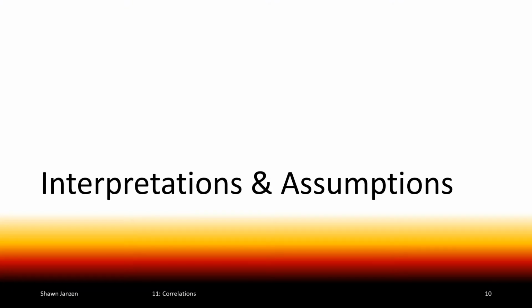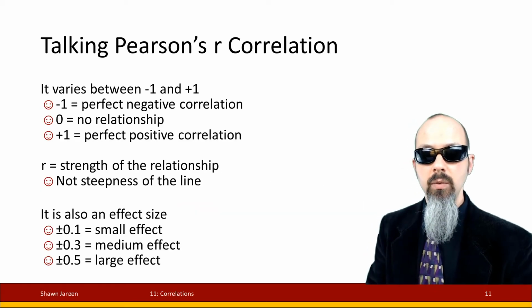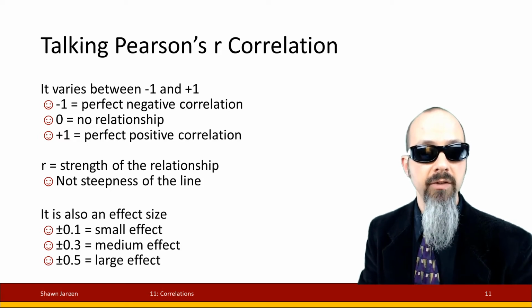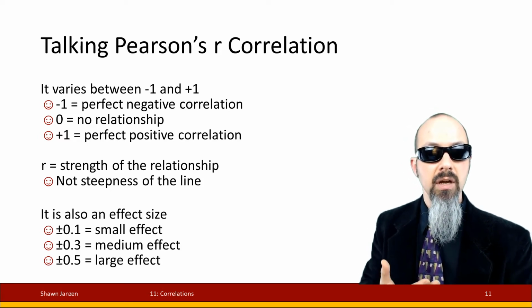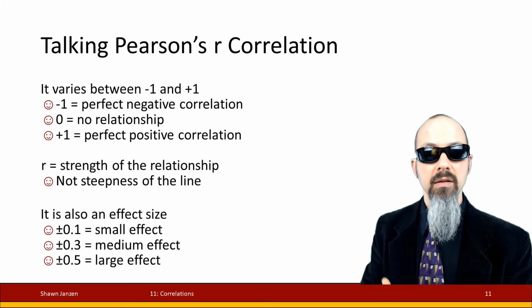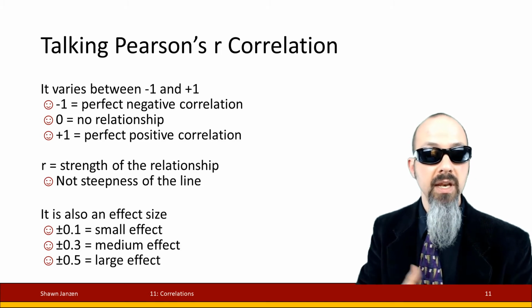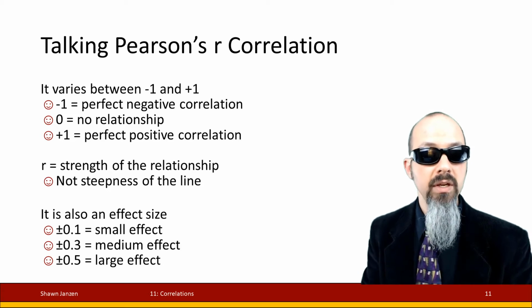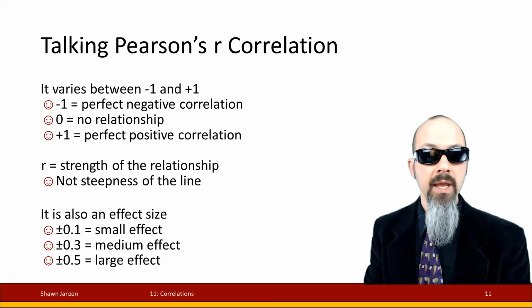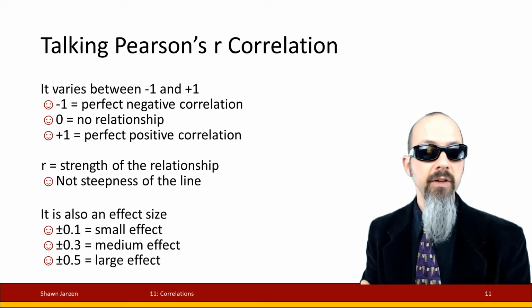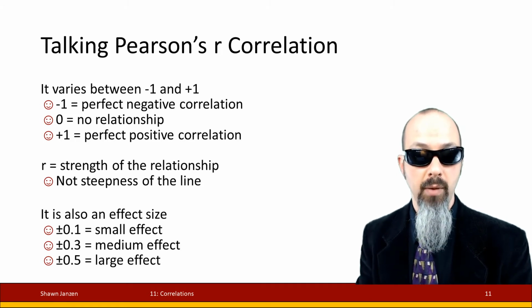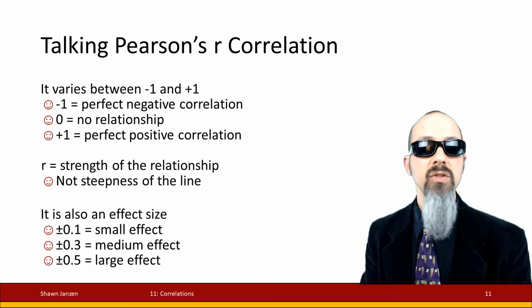So let's spin this up and talk about interpretations and assumptions. Now, when we're dealing with R, we're talking about Pearson's R, named after the statistician Carl Pearson. And Pearson's R varies between -1 and +1. That's its range. It's never going to be lower than -1 or more than +1. -1 means that you have a perfect negative correlation. +1 means you have a perfect positive correlation. And 0 means there's no relationship.